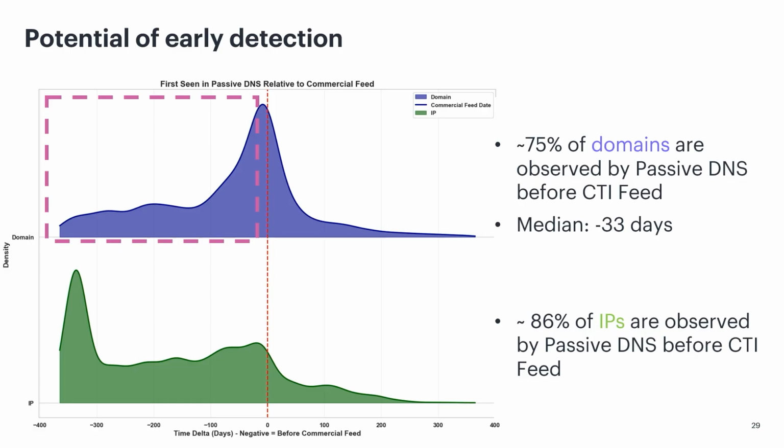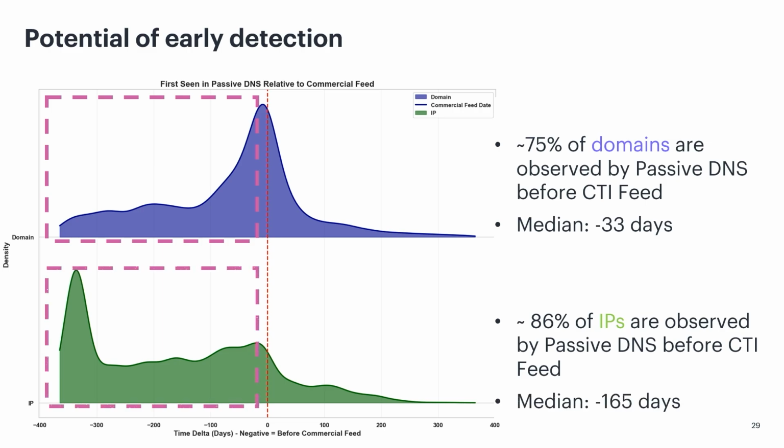IPs, it's even more, because 86% of the IPs are observed by passive DNS before they show up in an indicator, which means they were already resolving bad domains to those IPs before the IP shows up in the threat indicator. So the opportunity there is even larger. And the median, I think, is about 6 months. Right? It's like half of them are longer than 6 months. The other half is less than 6 months. So that's huge, right?